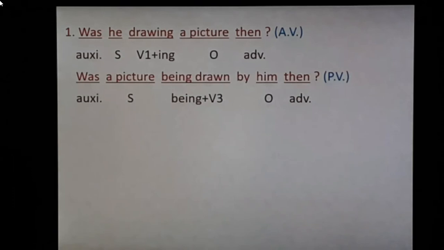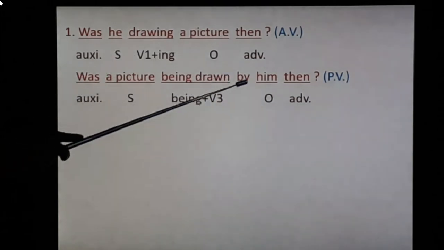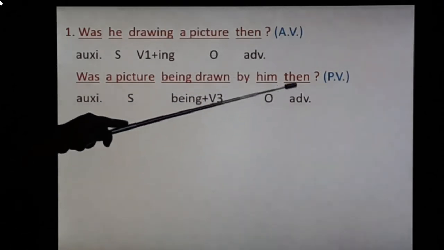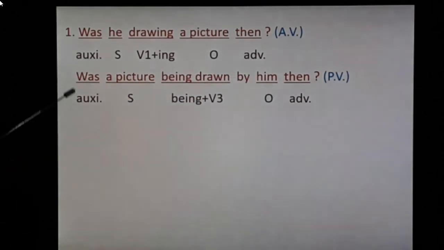Let's turn this to passive. According to the object, that becomes the subject here. But before that you have to put the appropriate auxiliary verb. So was a picture, then being drawn, that means the V3 form of draw. So drawn by he, him, and then you have to add then, and put a question mark. So was a picture being drawn by him then? This is passive voice.